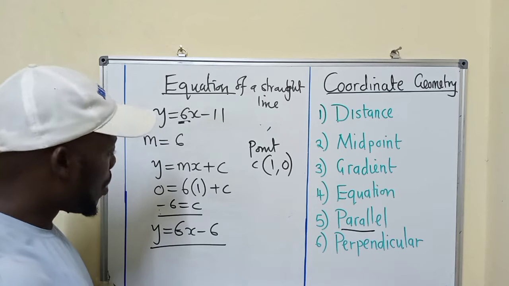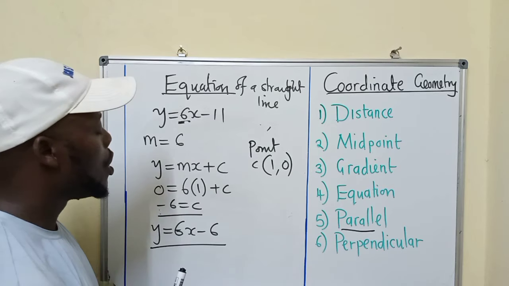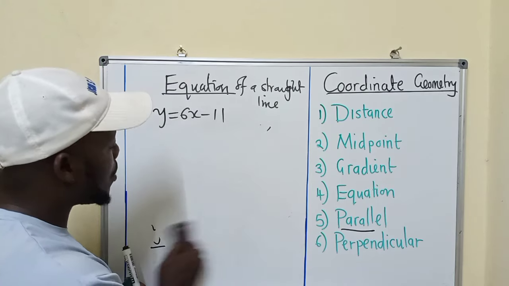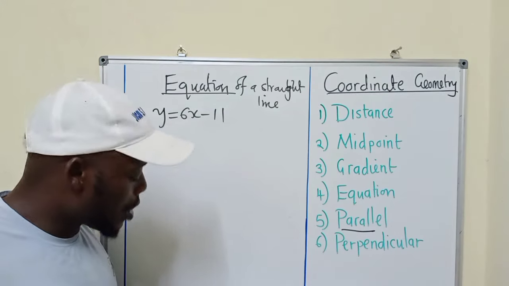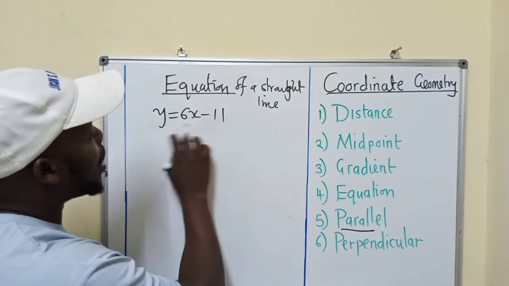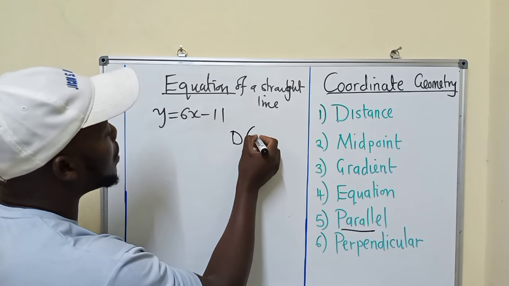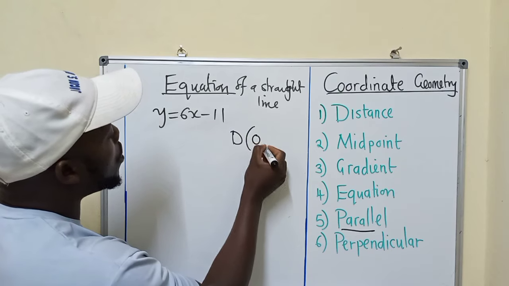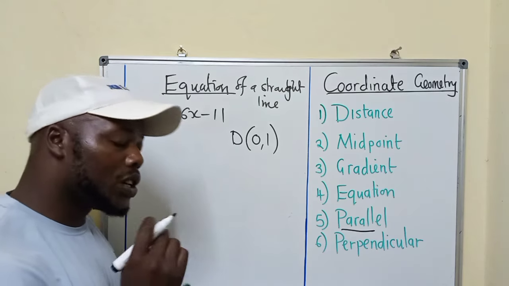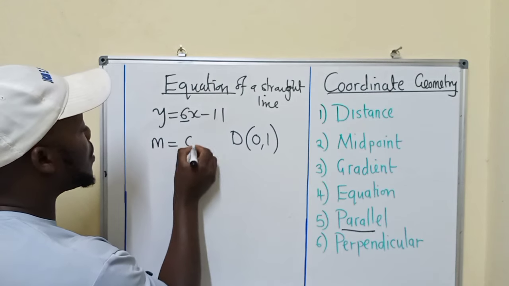What if you want to find now the perpendicular? What do you do? For perpendicular, they'll ask you to find a line that is perpendicular to this line over here, passing through maybe point D. And point D may be (0, 1). Let me just say (0, 1), and this is the point. So what you need to do is also to get this gradient right here. So our gradient is 6.